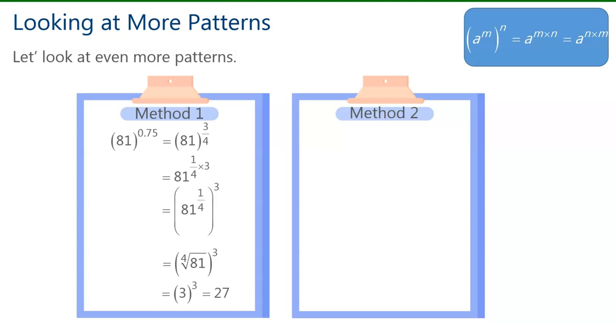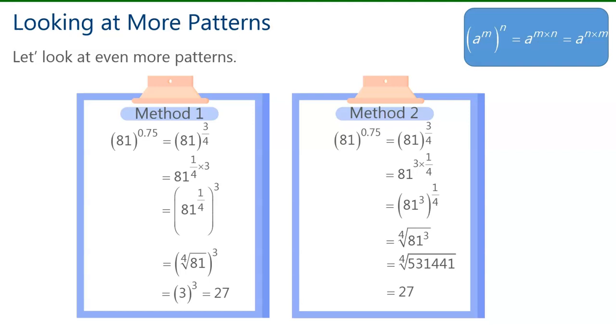Let's look at this with our second method. 81 to the 3/4 can be written as 81 to the exponent 3 times 1/4, which is 81 cubed all to the 1/4, which is the fourth root of 81 cubed, which is the fourth root of 531,441, which happens to be 27. So these methods lead to an equivalent answer.